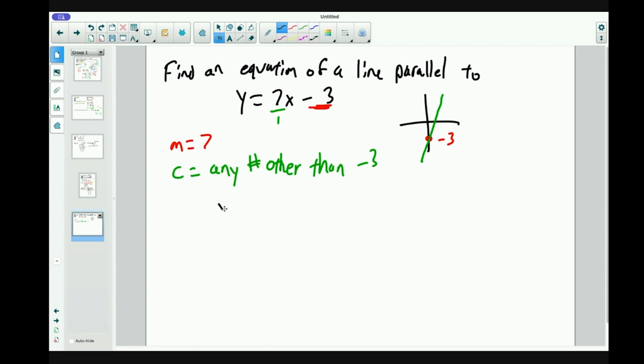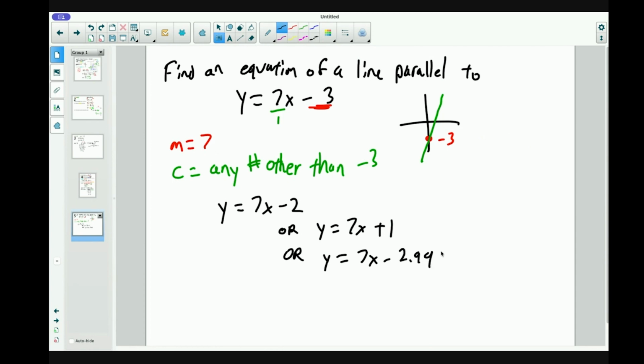So our new equation could be y is equal to 7x minus 2, or we could have y is equal to 7x plus 1, or we could even have y is equal to 7x minus 2.999 if we wanted to, because it's not the same as negative 3. All right, so really any other line there.